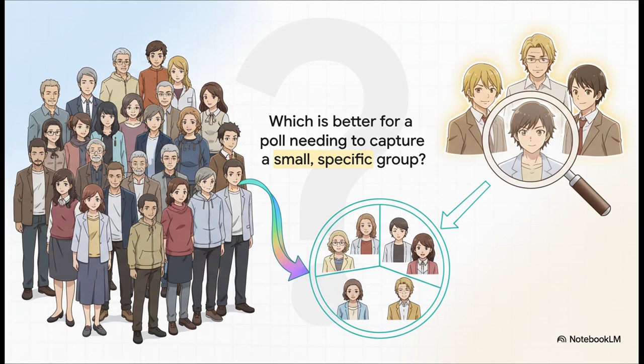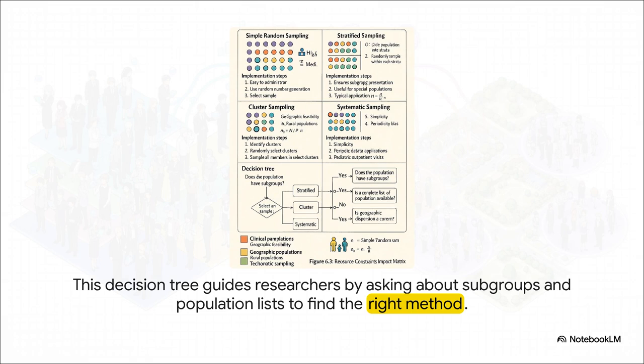It gives you control. And honestly, if you're ever stuck, a tool like this decision tree is your best friend. It just walks you through the simple questions. Do you have to represent specific subgroups? Boom, you're probably leaning stratified. Is your population spread all over the map and you don't have a master list? Well, cluster sampling starts to look pretty good. It's a roadmap that leads you to the right answer.